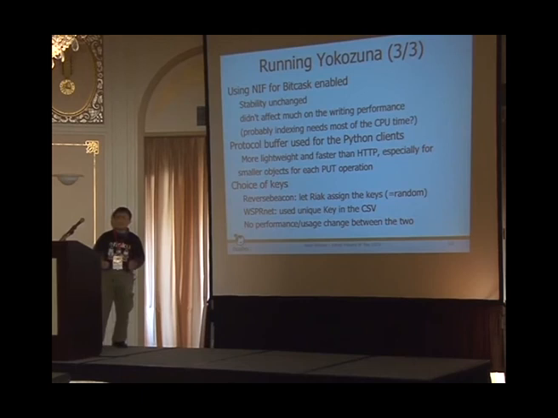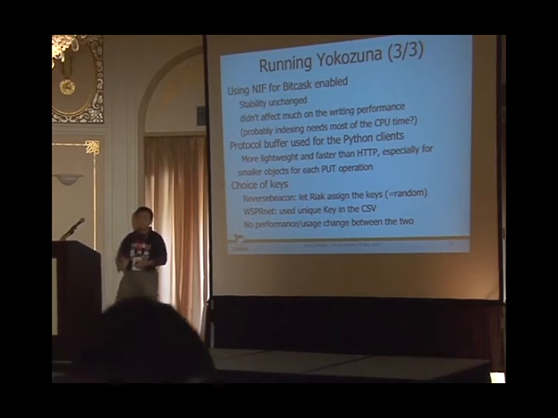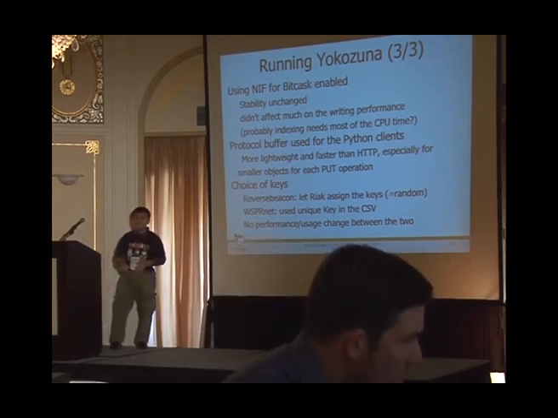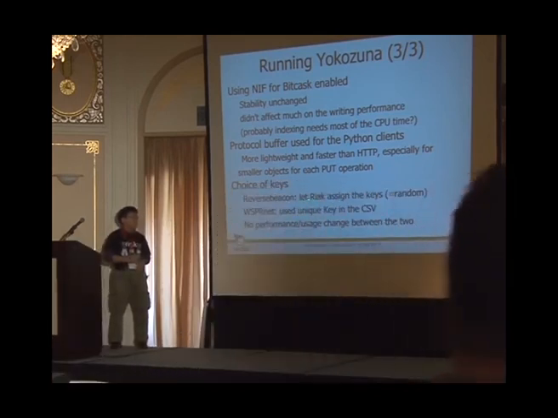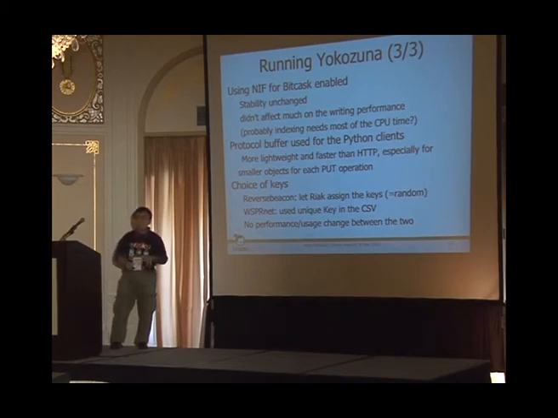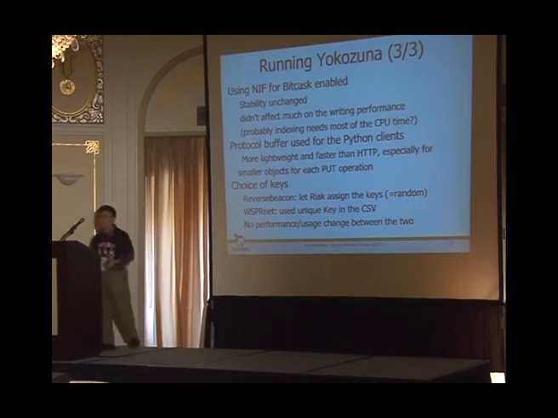And since Riak is a KVS, key value database, you have to make a choice of keys. And you can do either way, use a predefined key or let Riak choose the key. And for my purpose of getting the stats of the CSV records, either way could be possible. So I just let Riak assign keys on the reverse beacon data. And for the WSPRnet, I use a unique key given in the WSPRnet. WSPRnet assigns a different unique ID for every different event. And I observed no performance change between the two. So you can use either way as you like.